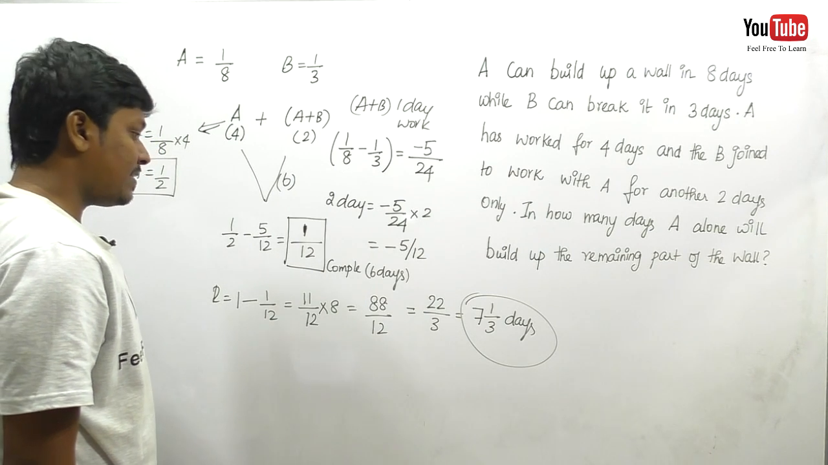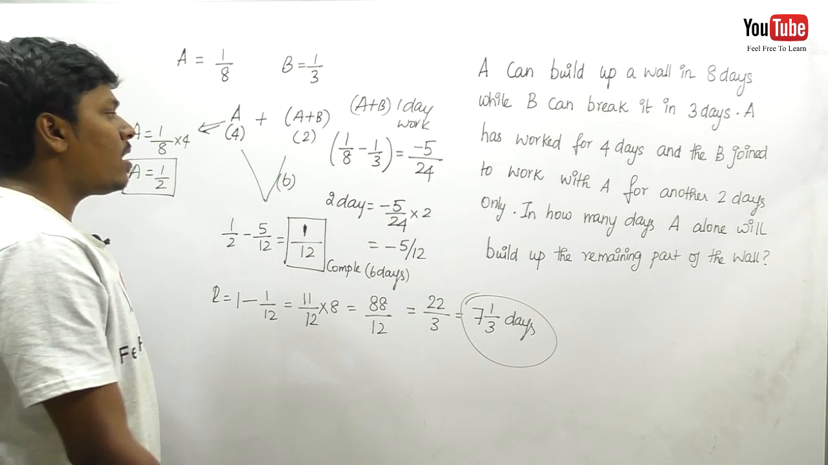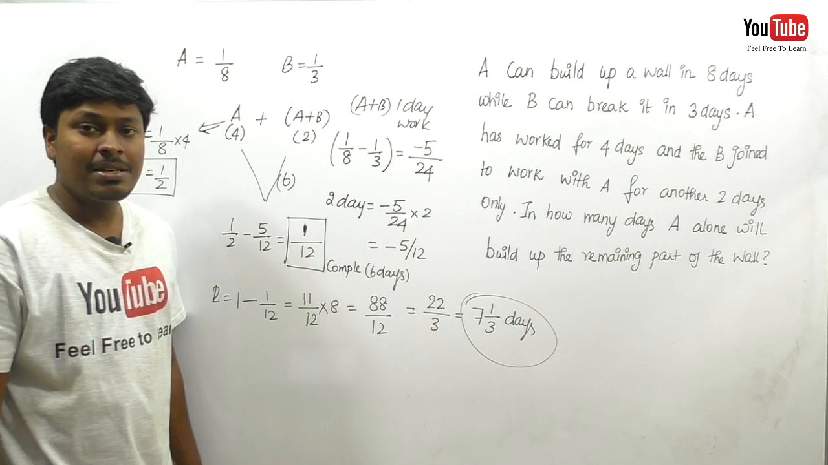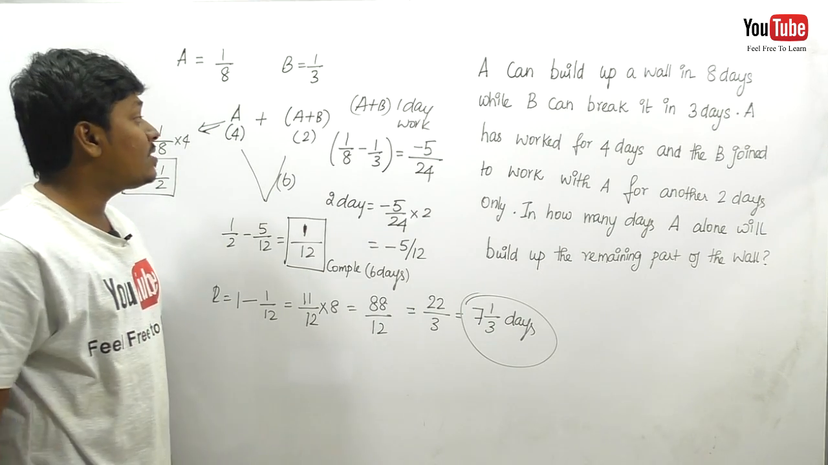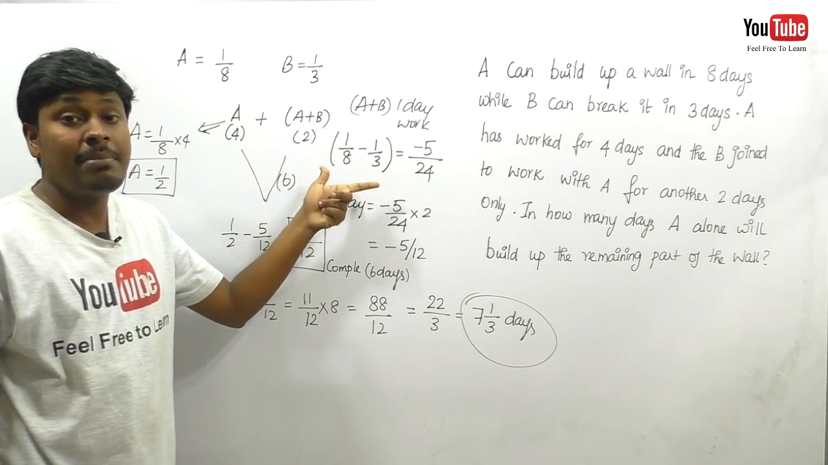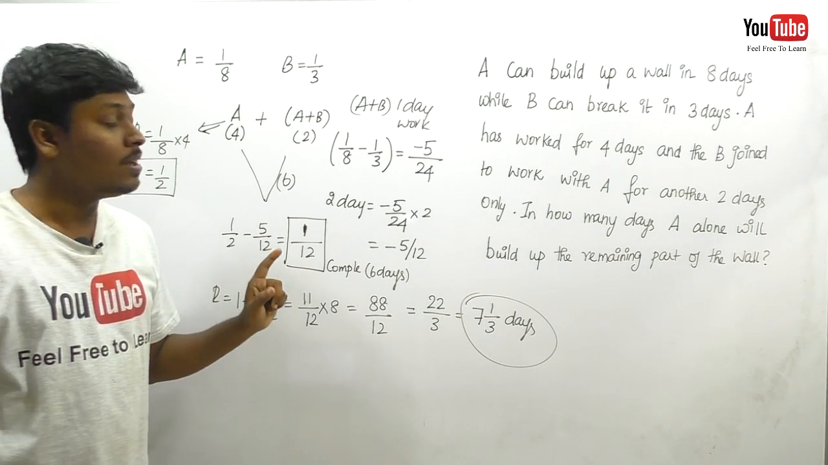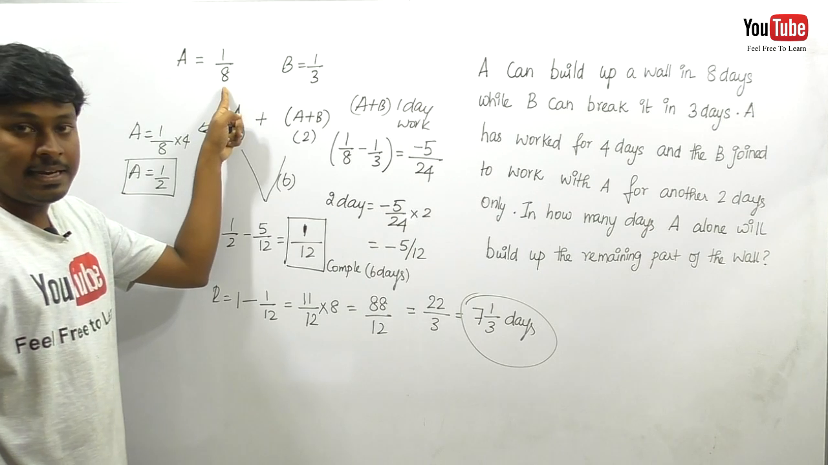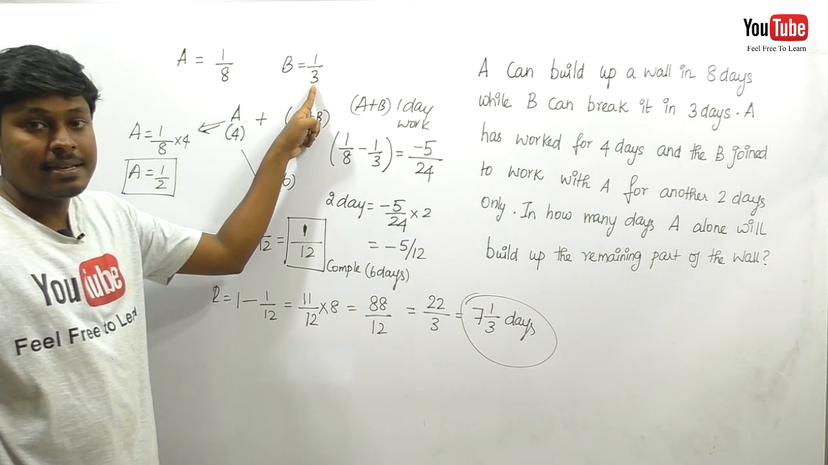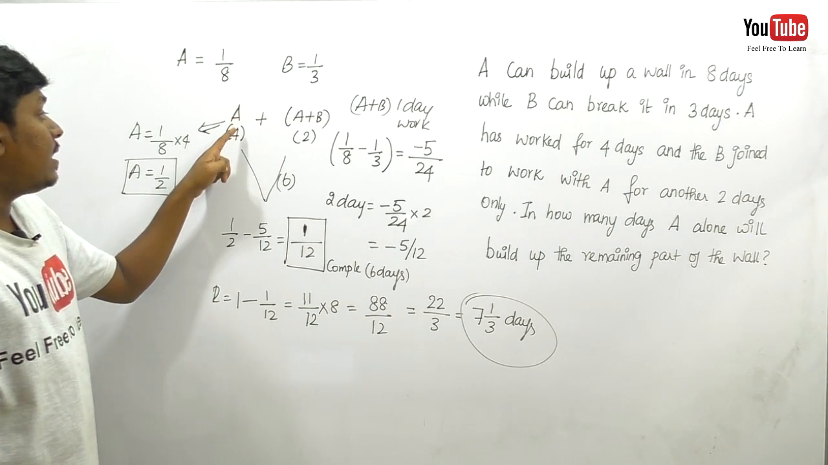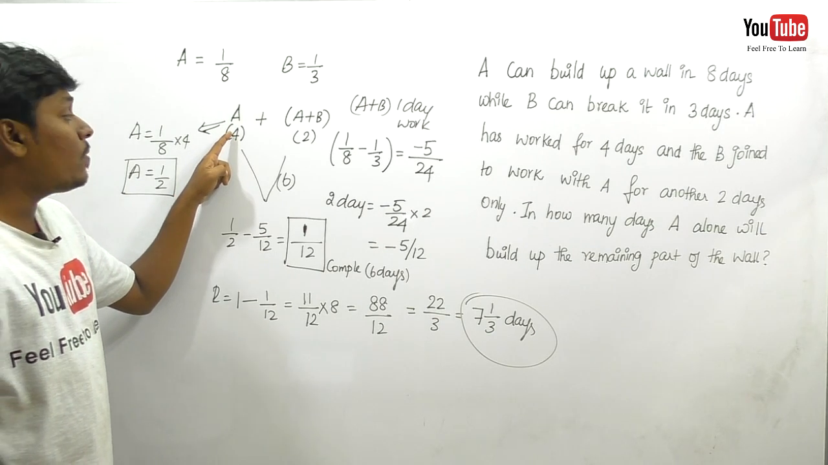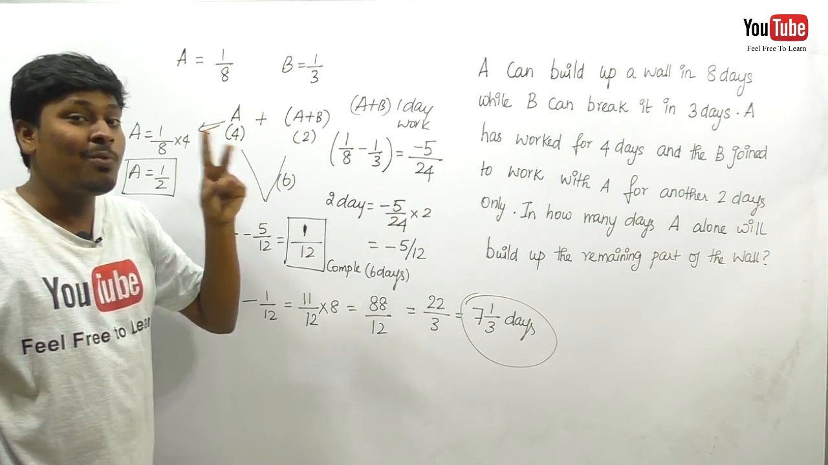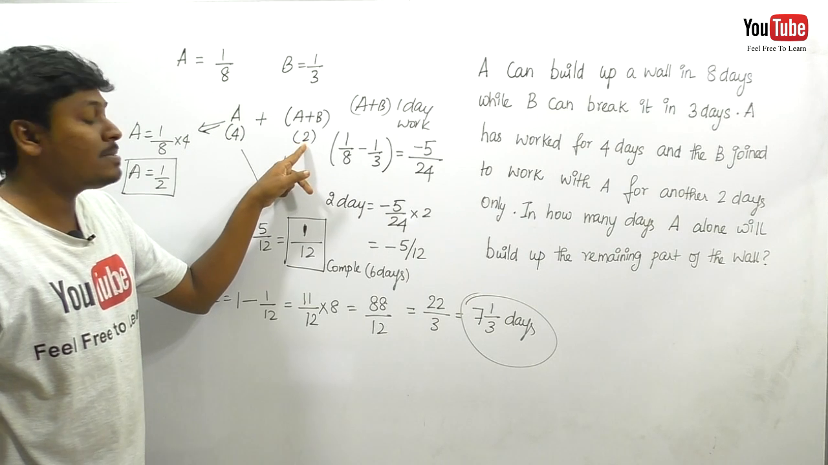I think this is one of the interesting questions, but a normal question, right? It is a medium level question, but you should know this concept, right? Most of the students will add 1 by 8 plus 1 by 3, and then the entire sum will go wrong. So friends, listen to the concept carefully. A can build a wall in 8 days, but B can break a wall in 3 days, right? And they have said that A worked for 4 days, and after 4 days B joined A for only 2 days. That means A plus B for 2 days.